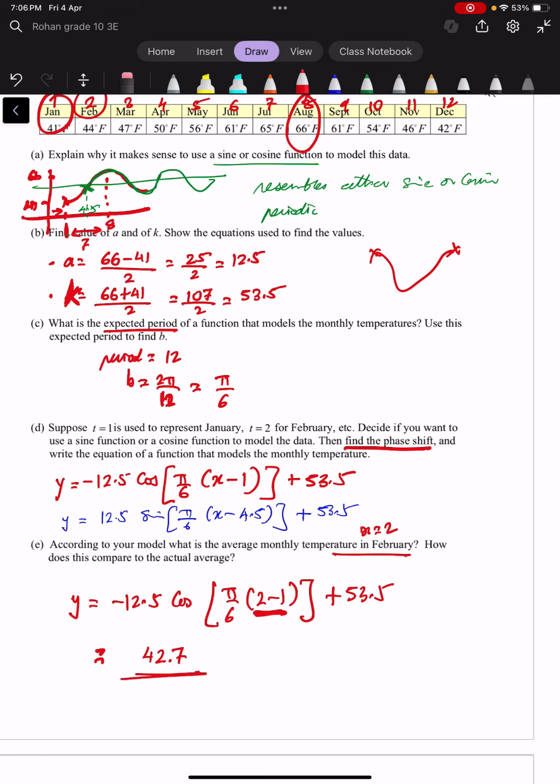What is the actual observed temperature? 44 degrees Fahrenheit. So your model will always be different. The model will not exactly fit. It just gives you an idea. I see. Very nice.